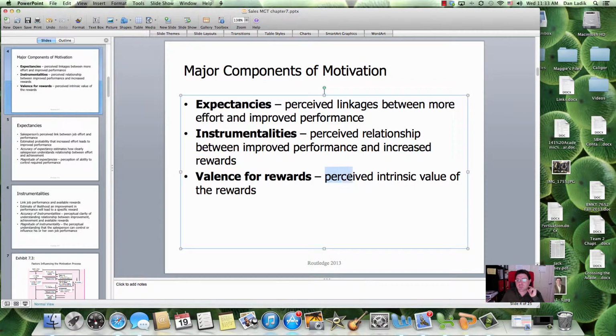Also, we have the perceived value of rewards. Some people value different types of rewards. Some rewards are money related. Some are not money related. Some are recognition or promotion or perks. Some people just want money. Some people, the reward might be an all expense paid vacation. Well, a lot of people might not want the vacation. They might want the cash.